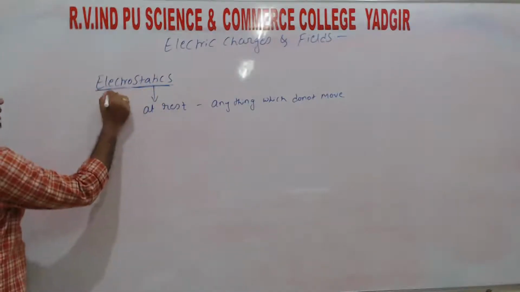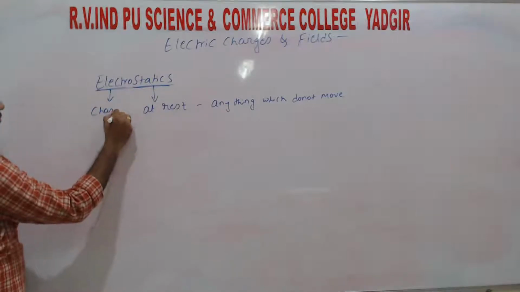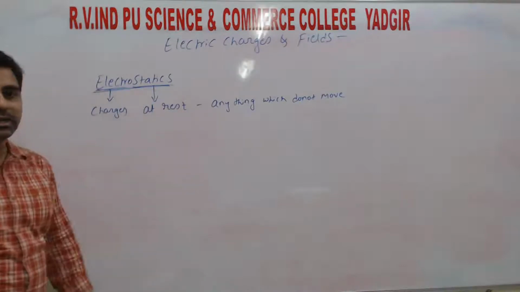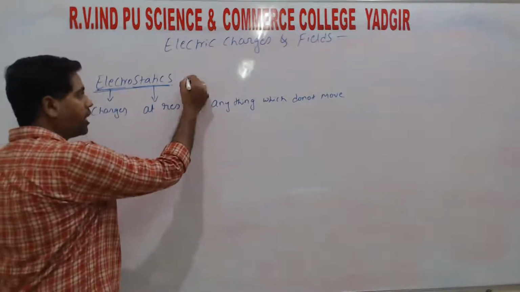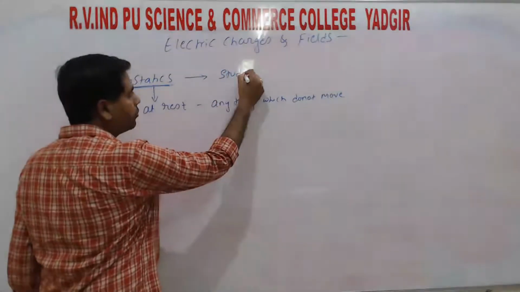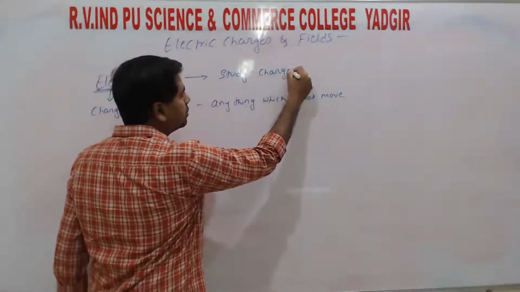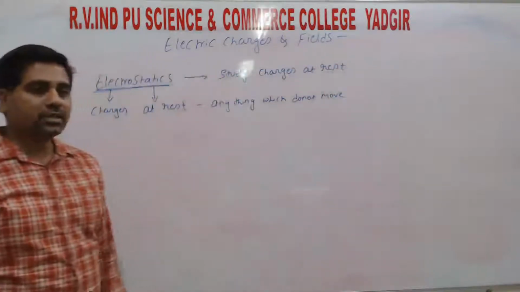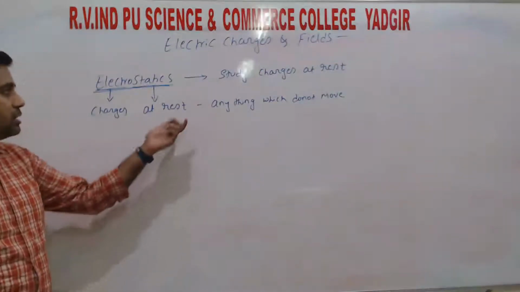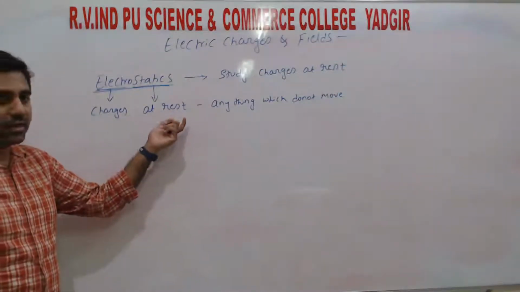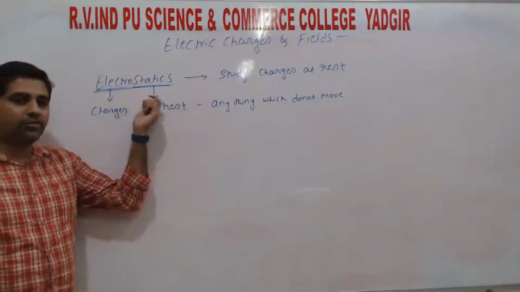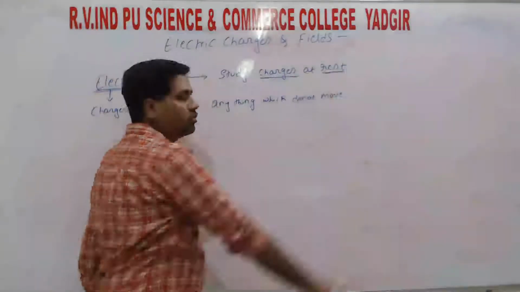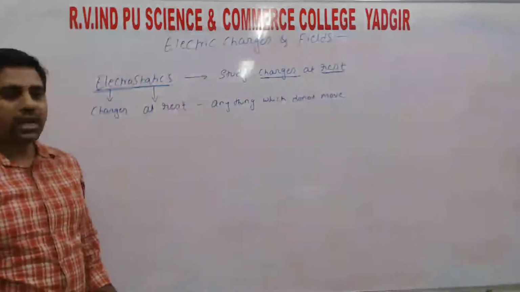Then electro means charges. So what is electrostatic? Electrostatic is a branch of physics. Here we are going to study charges at rest. That means we are going to study the static charges. So in this branch we are going to study the charges when the charges are at rest. That one we call electrostatic.